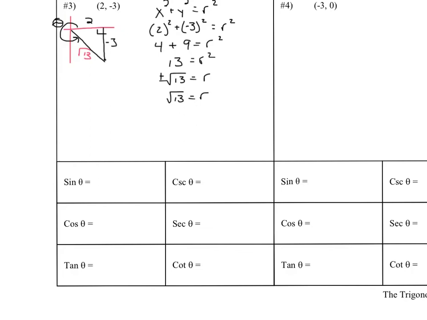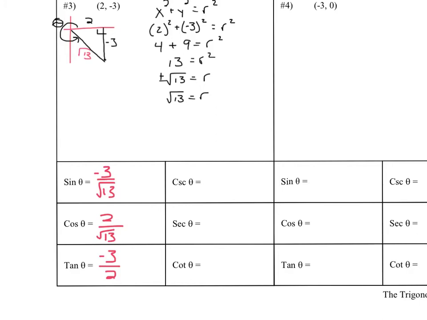Sine of theta is y over r. So it's negative 3 over the square root of 13. I don't know why I wrote 2. So y over r. Cosine is x over r. Tangent is y over x.